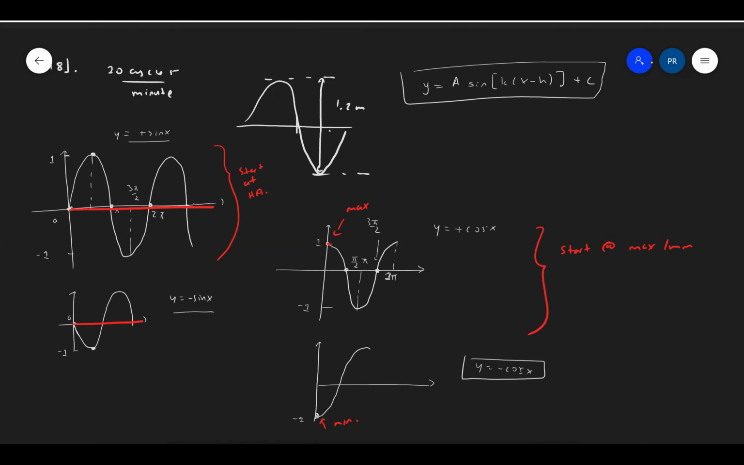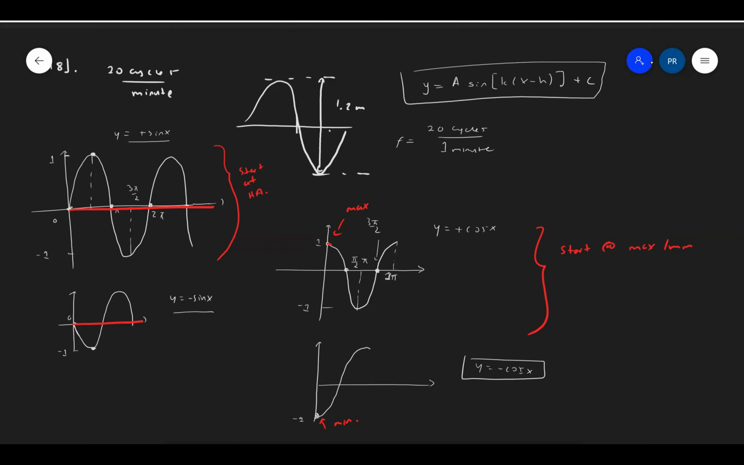So either way, you really have four options: positive sine, negative sine, positive cosine, negative cosine. Technically, you can use either or. It doesn't matter which one you use, except if you don't use the most appropriate case, you're going to have to do a lot more calculations. Okay, you'll see that when we do more questions. So let's take a look at the scenario. The scenario is telling us that our frequency is 20 cycles every minute.